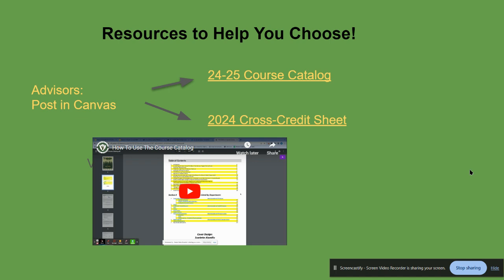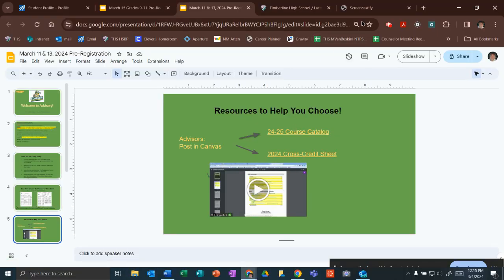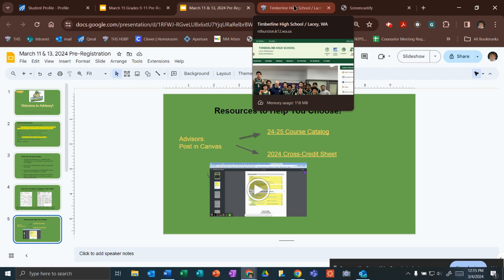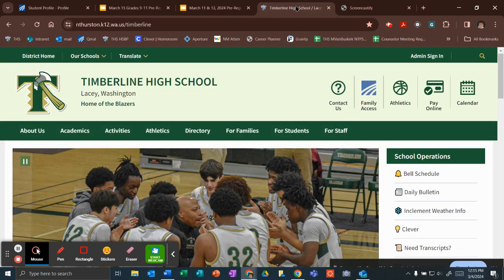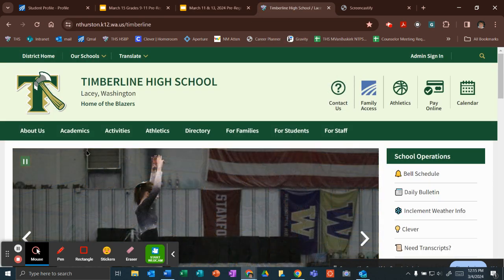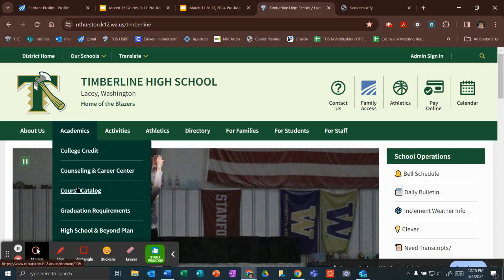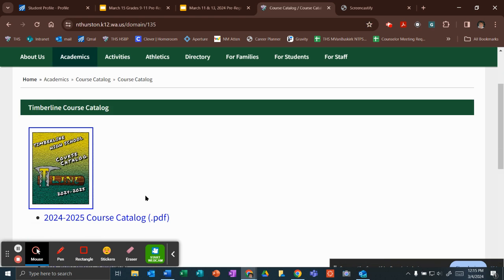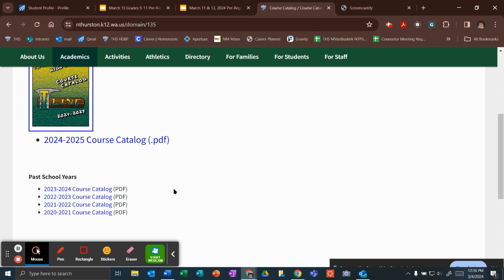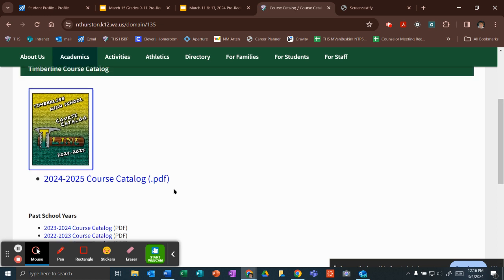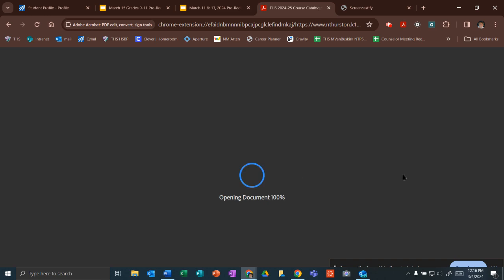All right, so we're going to look at the course catalog. I have linked it here on this slide, and your advisors can post it into Canvas. So the course catalog has a link, and so does the cross credit sheet. But I am going to show you a much easier way to get to it. So if you go to the Timberline webpage and you're going to go to academics and you just come down to course catalog, and you will find all of the catalogs since 2021. So you're going to click on that.